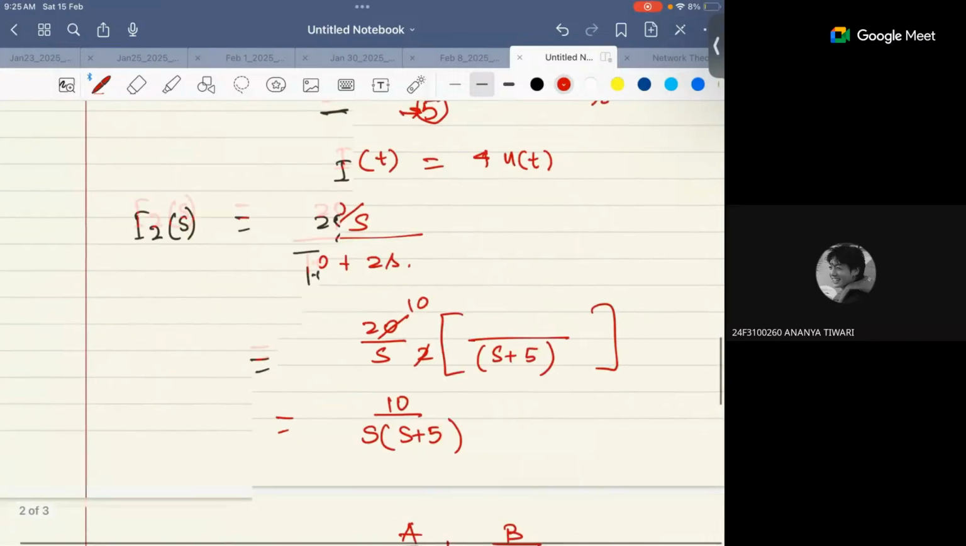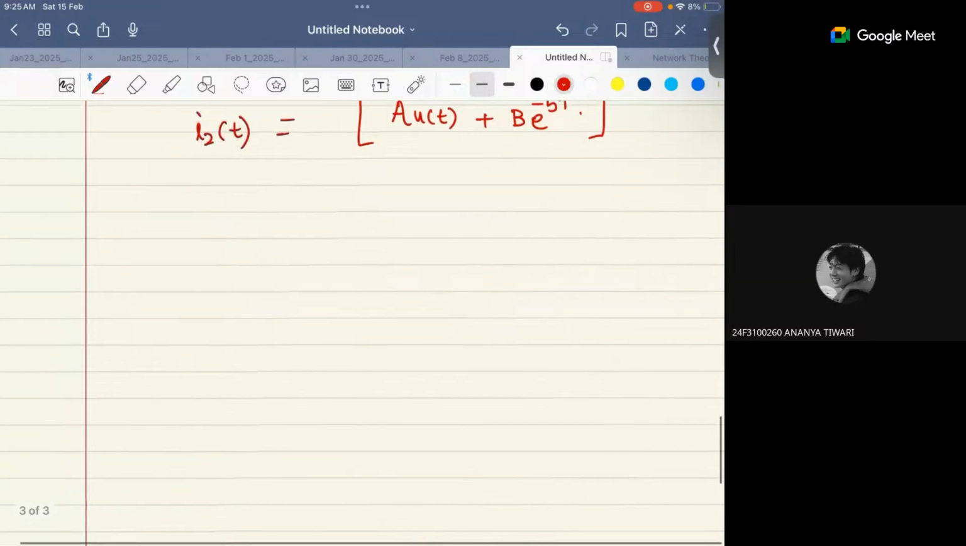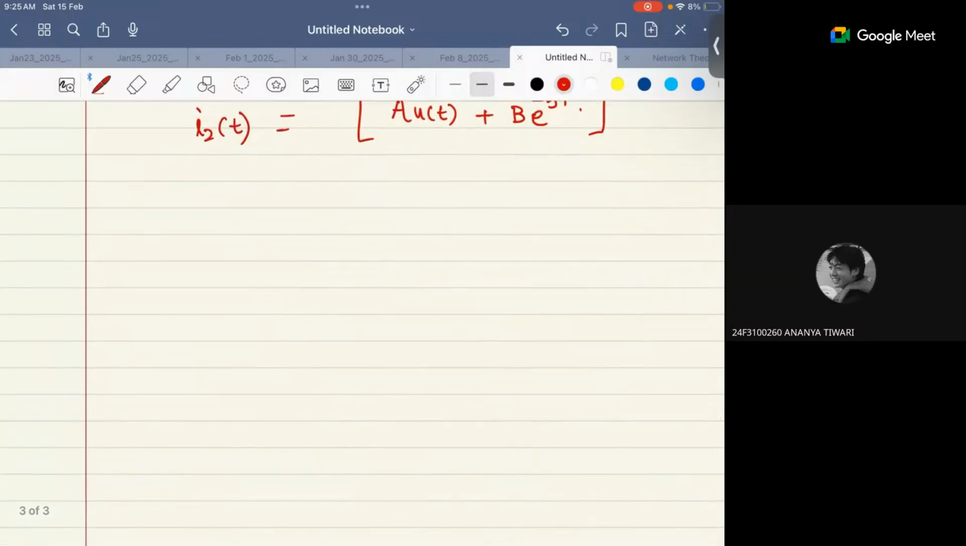Only if you have been asked to calculate for the steady state, you already know what happens in the steady state: the inductor will get converted to a short circuit and the capacitor will get converted to an open circuit. And why does that happen? I hope that also you must be aware of that. Yes, sir. Yeah. See, okay, so you calculate through the inductor.